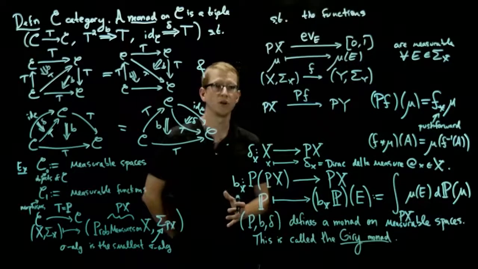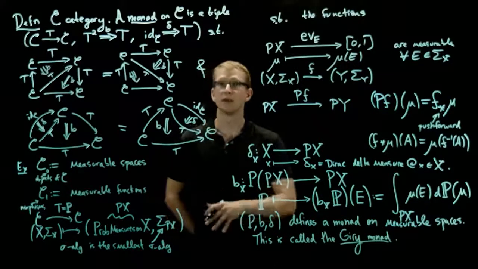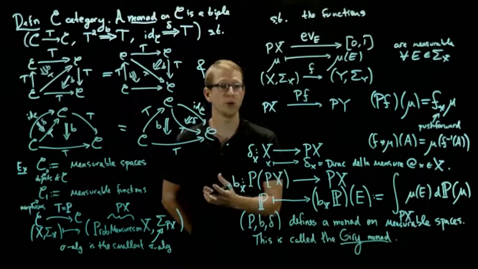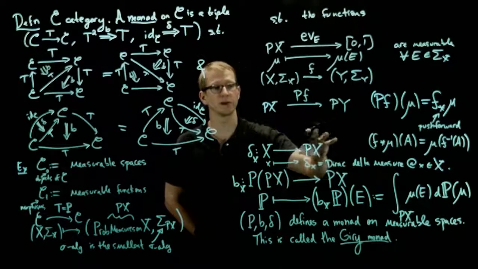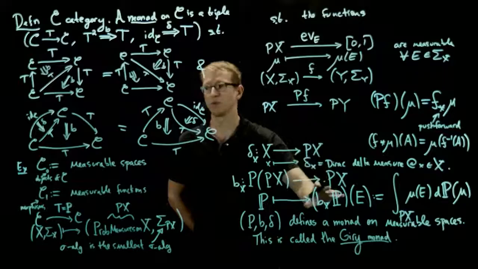And in the next video, what we'll do is describe the Kleisli category of an associated monad and see what the Giry monad tells us about probability theory. You can already guess that there's some idea of probability going on just from this monad itself.